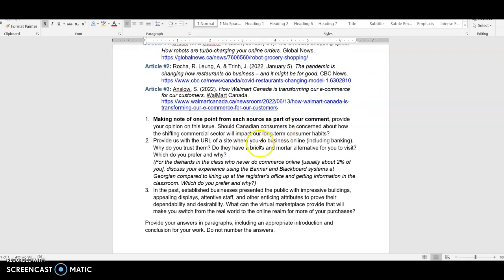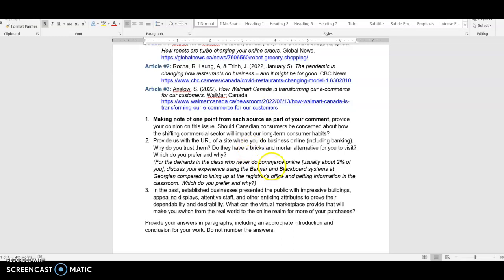Okay. Second question. Give us the URL of somewhere you do business online. It can be the URL for your bank, your favorite store, where you do groceries, whatever you like. Choose whatever you want. Why do you trust them? If you shop online with them, why are you sure that you should be giving them your credit card and your information? Do they have a real existing place for you to shop as an alternative? And which do you prefer? Why do you prefer it?